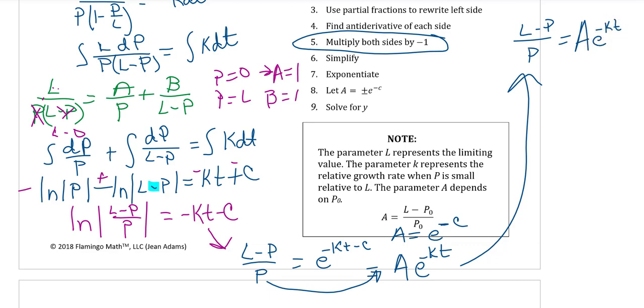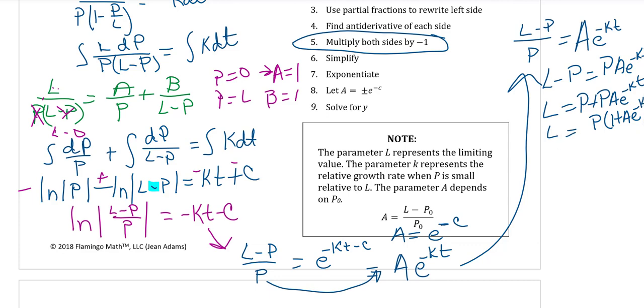So cross multiplying here, I have L minus p, I'll just leave it this way for now, equals pa e to the negative kt. Now putting our p's on the same side, I have L equals p plus pa e to the negative kt, factoring out p. Now solving, I get p is going to equal L over 1 plus a e to the negative kt. So there's my formula. Okay?